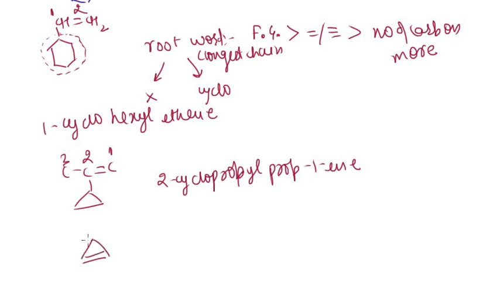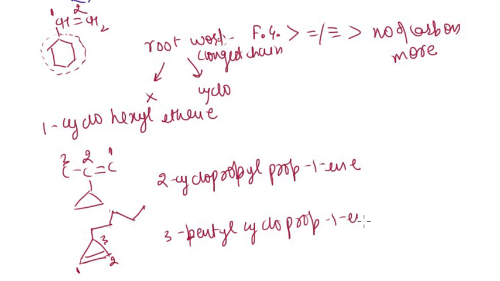Now if it is present in the ring, let's say 1, 2, 3, 4, 5 carbons are present outside. Even if the number of carbons is more on the outside, but the multiple bond is present inside the ring, then we will name it from here. Now 1, 2, 3. So it is 3 pentyl cycloprop-1-ene.